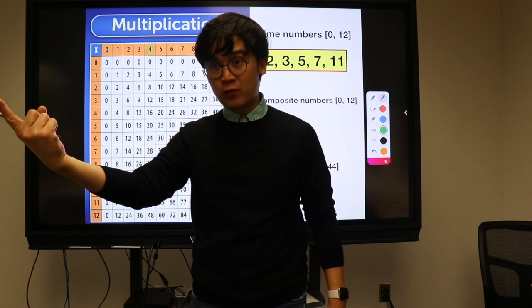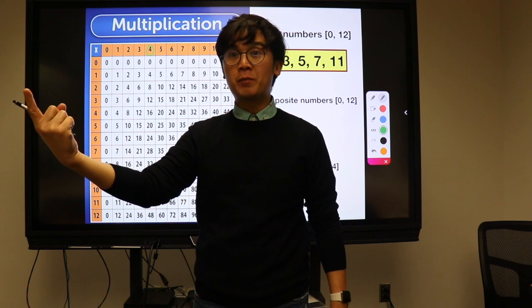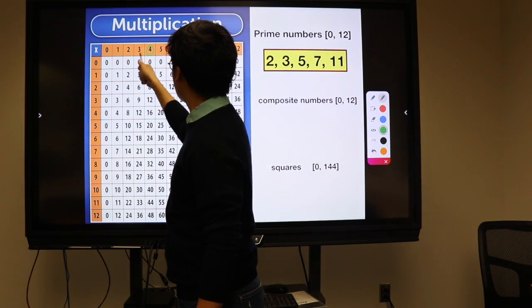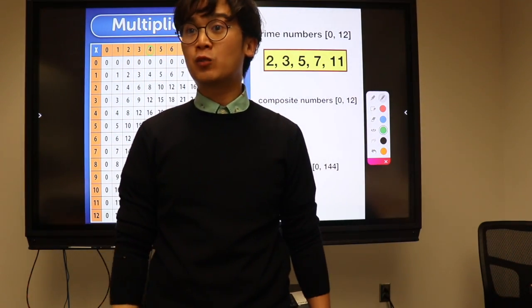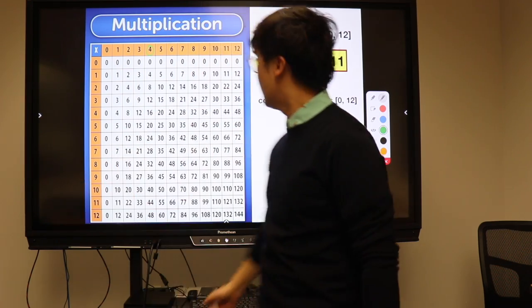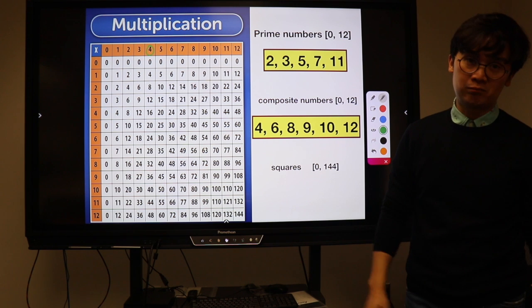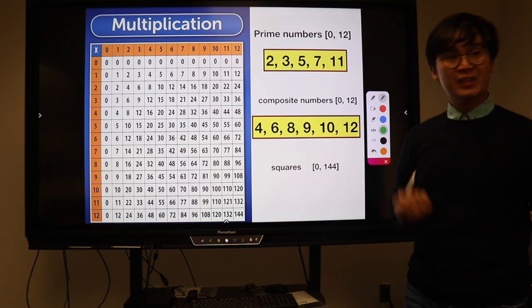You can divide 4 by 4, which is, what is 4 divided by 4? 1. You can divide 4 by 2, and what is 4 divided by 2? 2. Unlike 2, 3, 5, 7, which are prime numbers, the only number that you can divide it with is that number itself. So the composite numbers from 0 to 12 will be the numbers that are not prime. So it's 4, 6, 8, 9, 10, and 12.